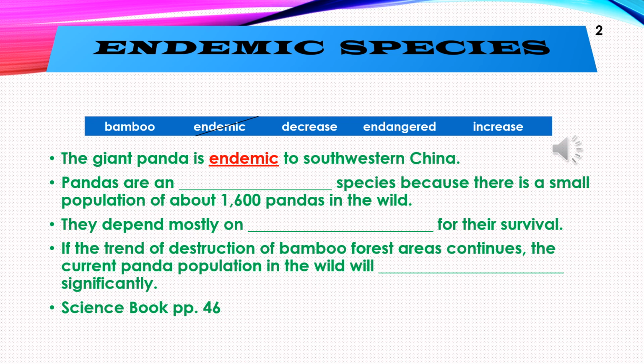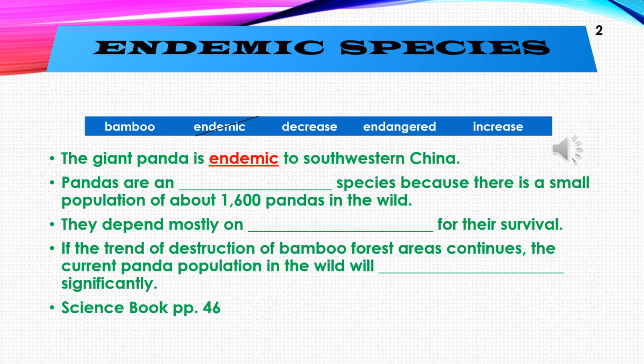And remember, this is an endemic species, and one of the examples that we have on this page is the panda bear or the giant panda. So this is exercise number 5 in your book. If you have any question, please remember to ask me about it.